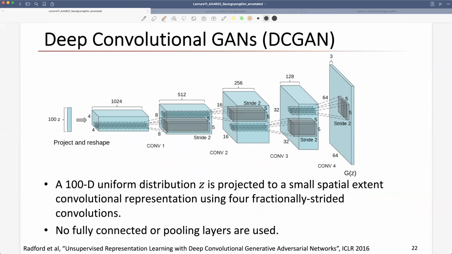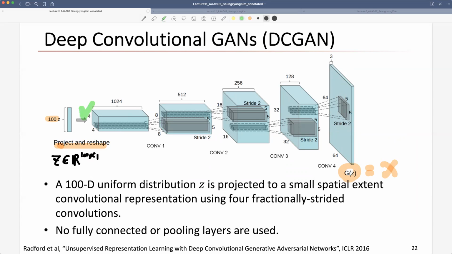Okay, so let me show the architecture of the DCGAN. Our random noise is a 100 by 1 vector. From the random noise, we can generate the new output. It's going to be the image. Let me say X.